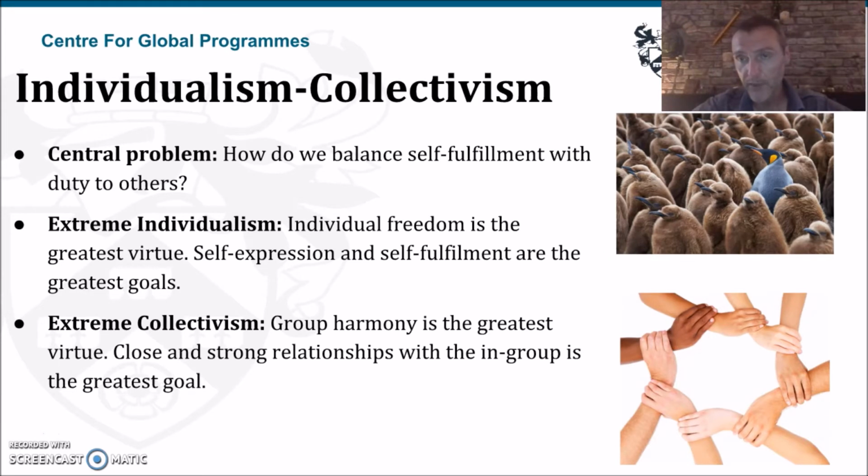That's extreme collectivism. Okay, so you might want to pause and ask the students, well, can you think of a society which is extremely individualistic? And if they said something like America, they would be absolutely right. You can ask them for an extremely collectivist society, and they might come up with Japan, China, for example.